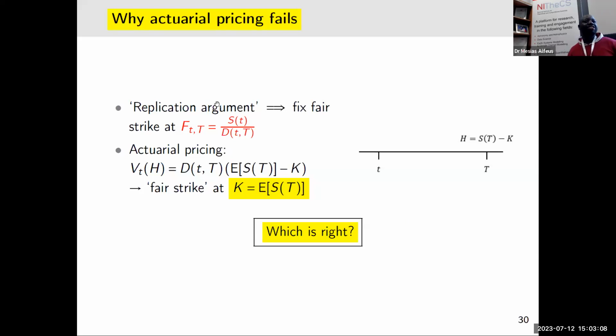Now, why does actuarial pricing fail? What you do is use a replicating argument, meaning you fix the strike price. Usually, this is the strike price that makes the value of the forward contract equal to 0. But actuarial pricing works like this: the payoff is equal to this, and then you just discount the expected payoff. That is the value under actuarial pricing. But if you want to make sure this contract value is 0, that means your strike must be equal to the expected value of S_T. But which one is right? Is it this or that? That's not right. Why?